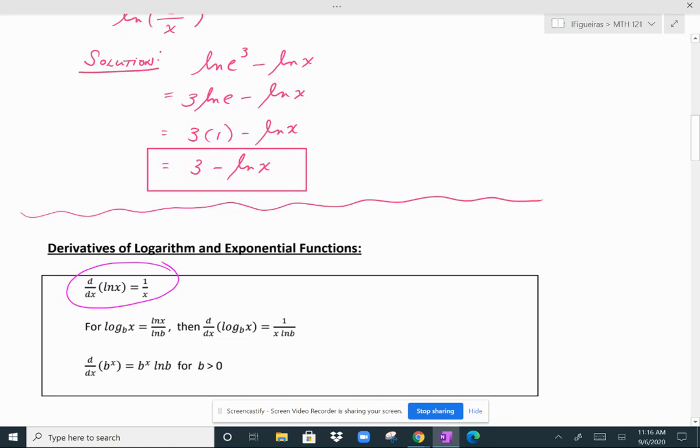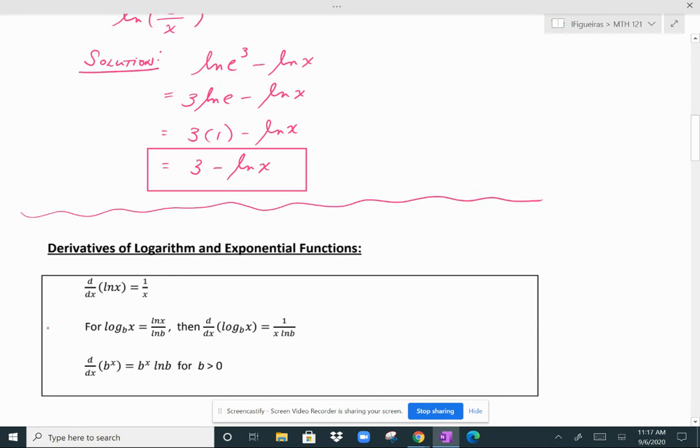And if it's something other than x, like possibly an x squared or a square root of x in here, then you'd have to use your chain rule. But if it's ln of x, your derivative is just 1 over x. So in this case, x would never be 0 because 0 is not in the domain of your natural log.